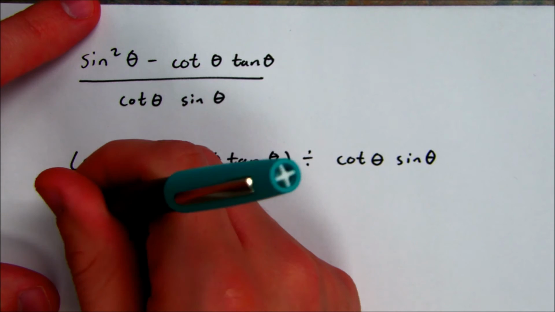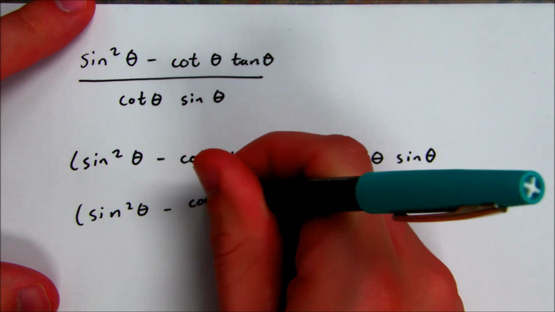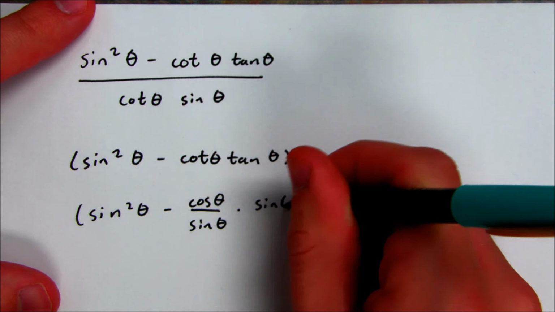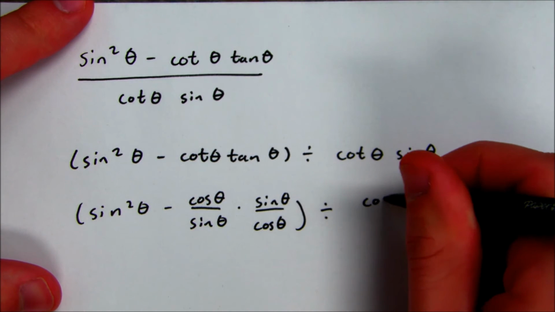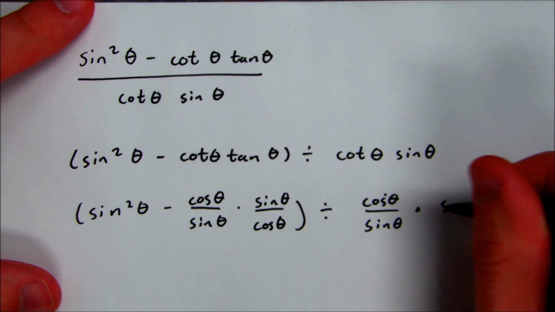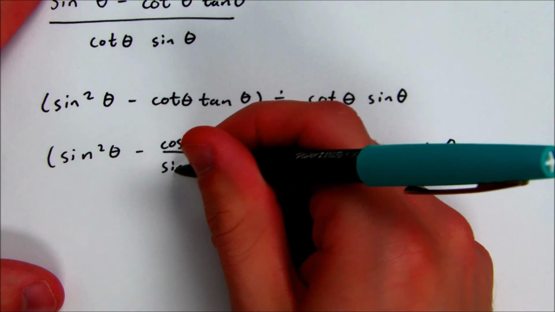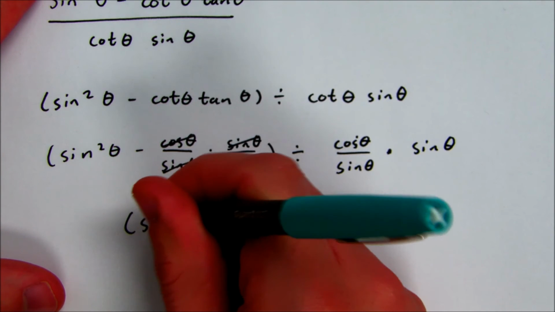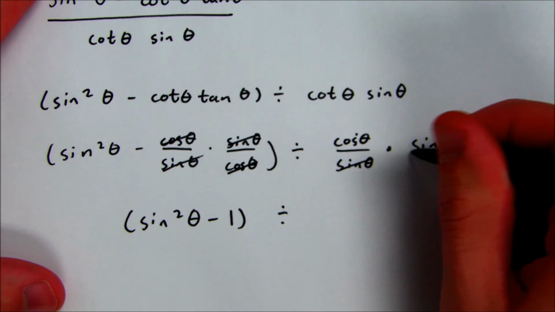So rewriting it all in terms of sine and cosine may be another helpful place to get going. So cosine theta over sine theta times sine theta over cosine theta divided by, I'm going to do the same thing for cotangent, cosine theta over sine theta times sine theta. Now, in doing this, I see sines cancel, cosines cancel. So this part becomes sine squared theta minus 1 divided by, let's see, those cancel, divided by cosine theta.